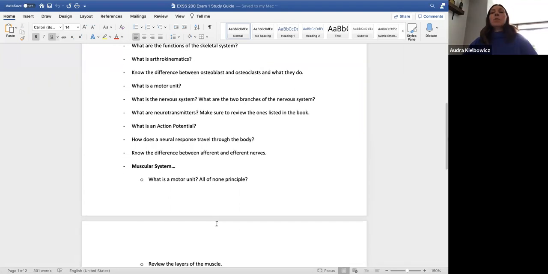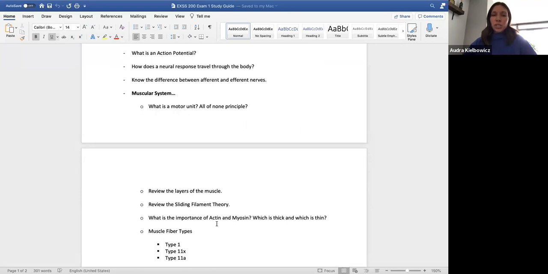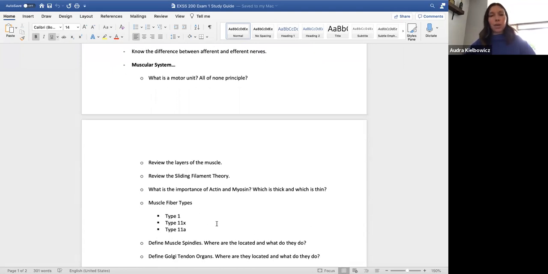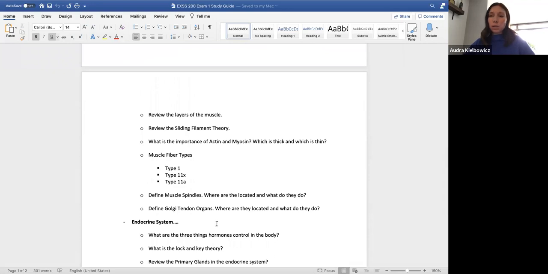Okay. Moving to the muscular system, okay, so motor unit, know what that is. That's again going to be in your vocabulary. This is also on your study guides. You should have filled this out already. The layers of the muscle, okay. Again, it's going to be multiple choice. You don't actually have to label the muscle, but make sure you review that.